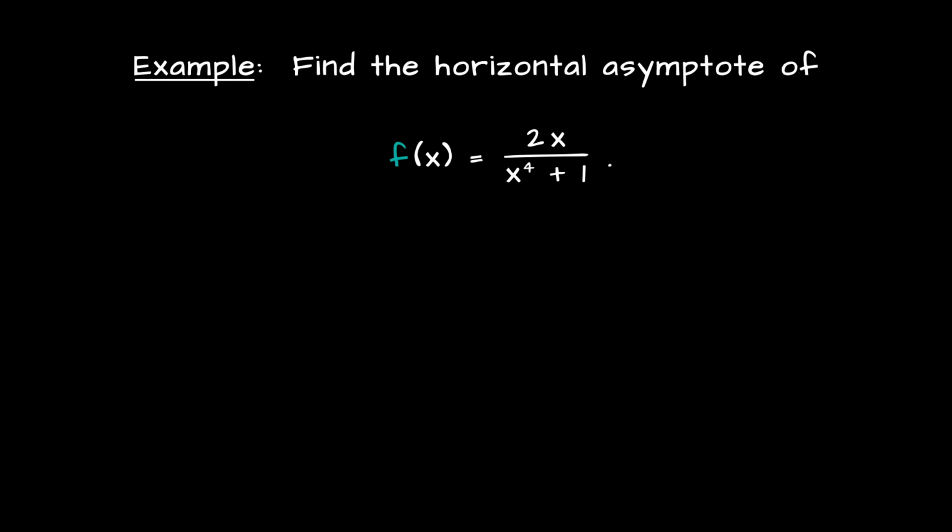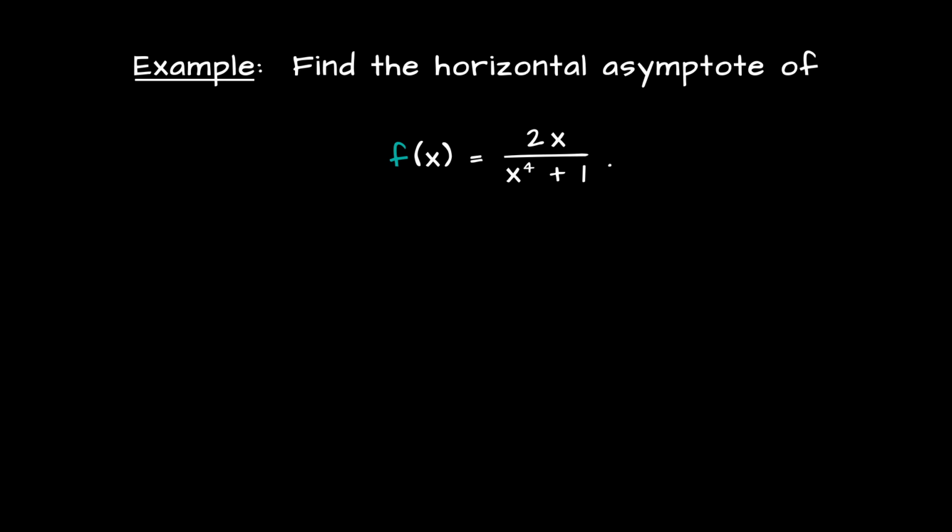Let's try to focus more on horizontal asymptotes by considering a couple quick examples. This first example asks us to think about the horizontal asymptote of the function 2x over x to the fourth plus 1. All right, so the question here is what happens to the values of our function as x gets really big in either the positive or the negative directions.